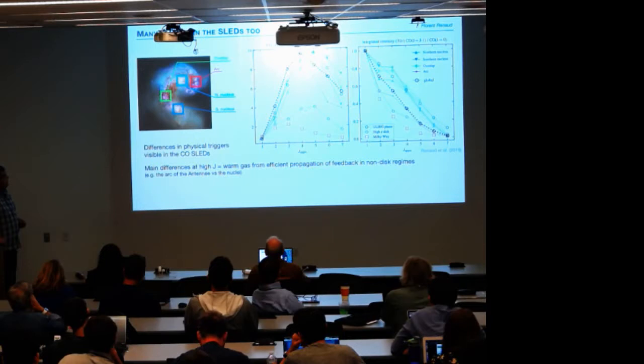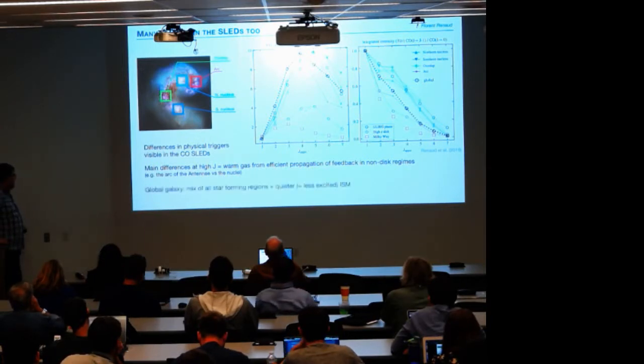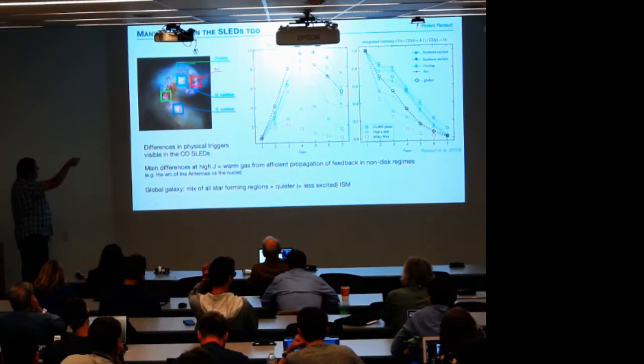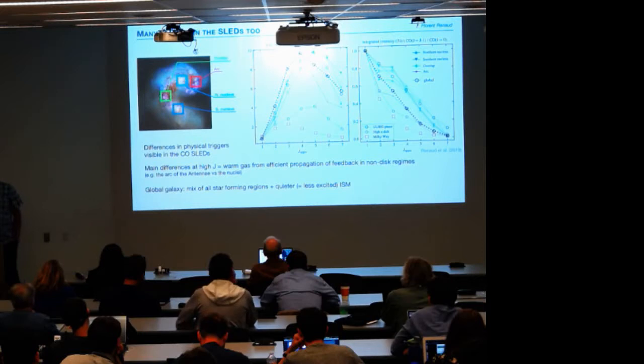Now, if I go back to the global scale of the entire galaxy, this is what I get. And you see it's not really matching well any of the regions. It makes sense. It's just a mix of all the star-forming regions and also other in-between regions which are a bit quieter, with a less excited interstellar medium.